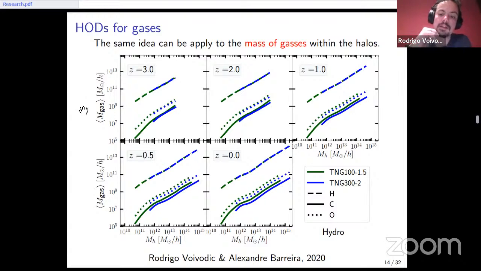So this is just to say that we can use the same formalism both to describe galaxies and gas. And you could also use it to describe the electron density, for example, for surveys that want to measure the Sunyaev-Zeldovich effect.